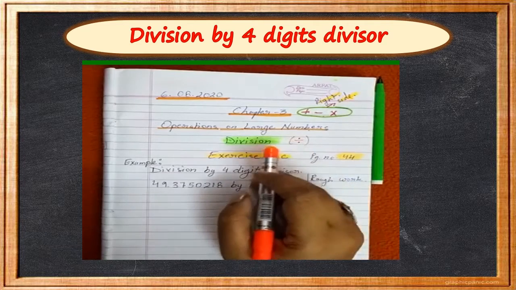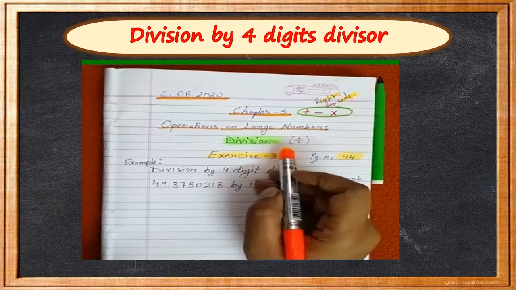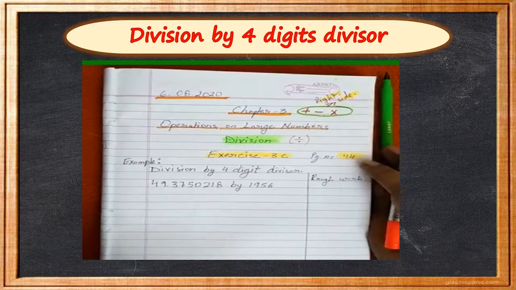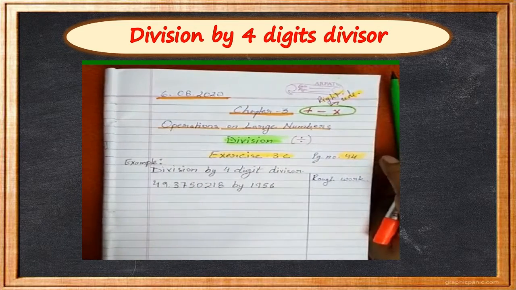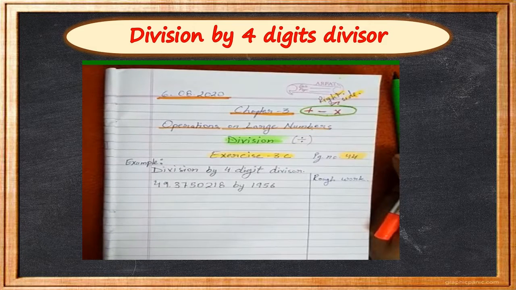Okay, now in our last class we have done the different properties of division and how to do division with the multiples of 10. These two things we have done in our last class. Today we will be doing division by long method, and we will be taking large numbers. We are taking large numbers and divisor we will be taking of 4 digits.